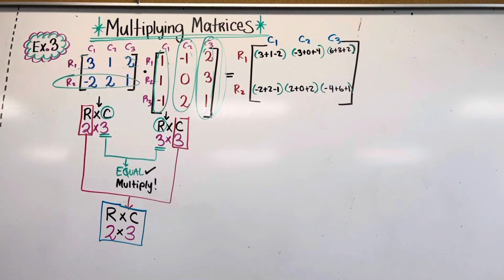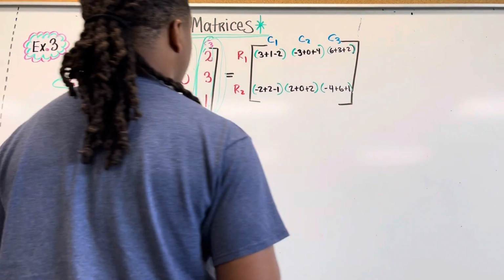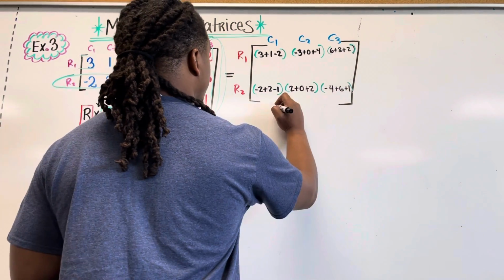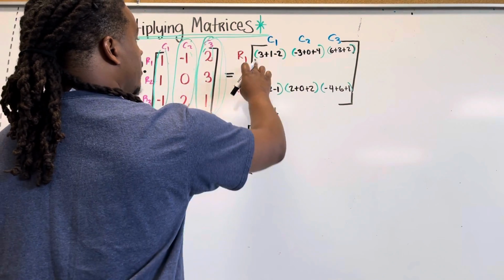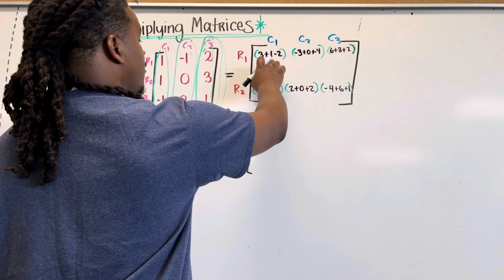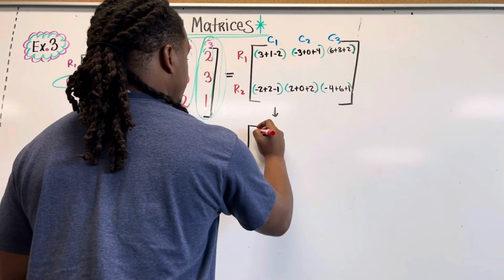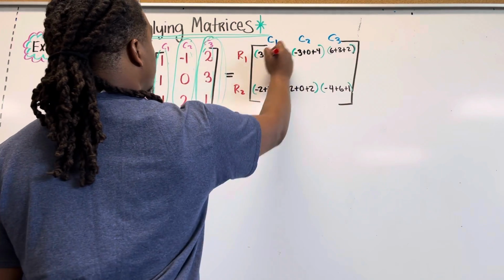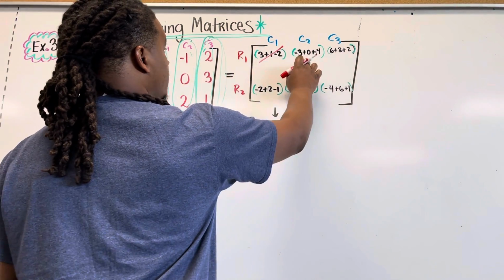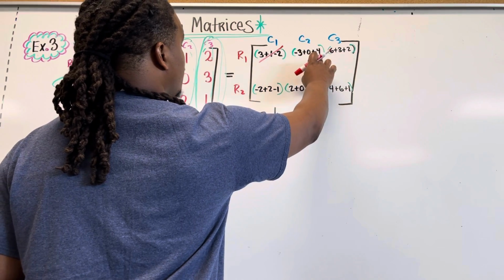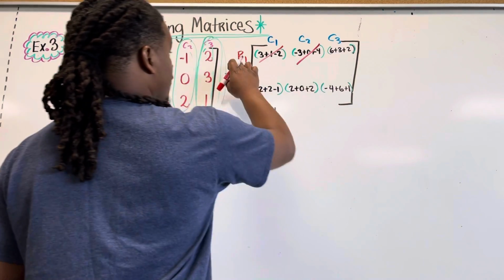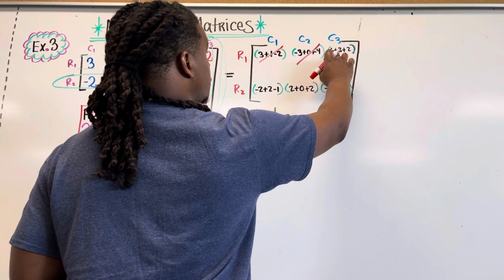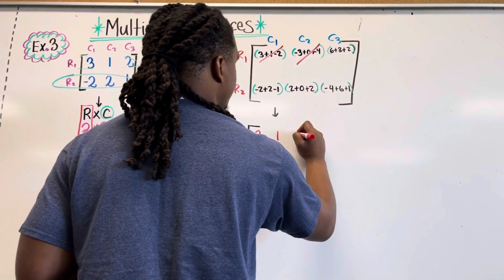Now, all I have to do is add all the numbers that are in each slot. Let's do that real quick. Row 1, column 1: 3 plus 1 is 4, 4 minus 2 is 2. I'm done with that one. Row 1, column 2: negative 3 plus 4 is a positive 1. Row 1, column 3: 6 plus 3 is 9, 9 plus 2 is 11.